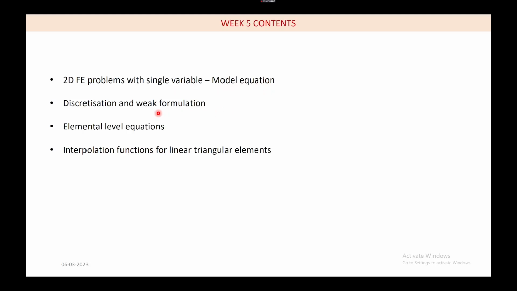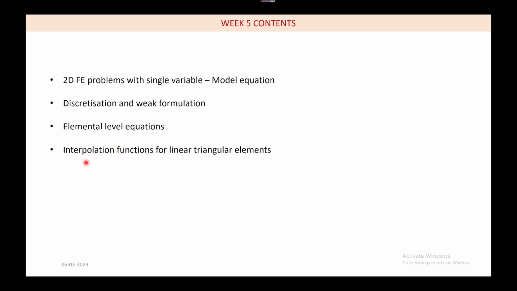And next we saw how to discretize the 2D domain, and we also saw the weak formulation of the model equation. Weak formulation in the sense that we are doing this to get the equations at the element level. So this is the third one, the elemental level equations.